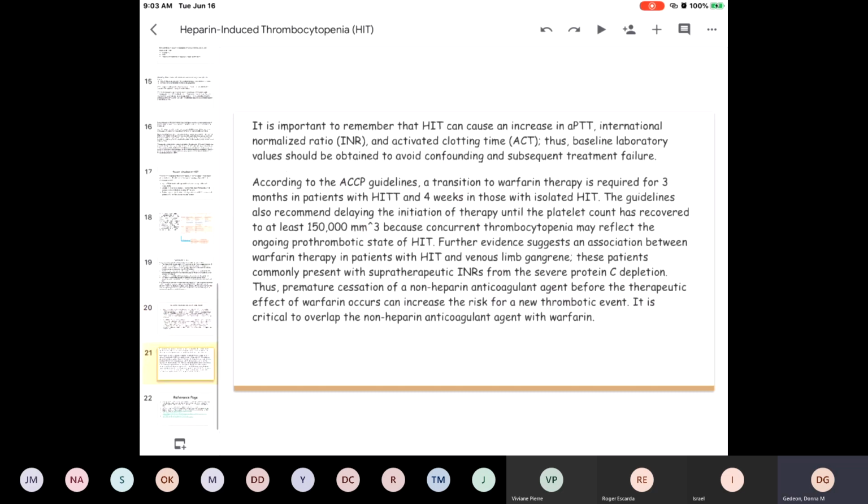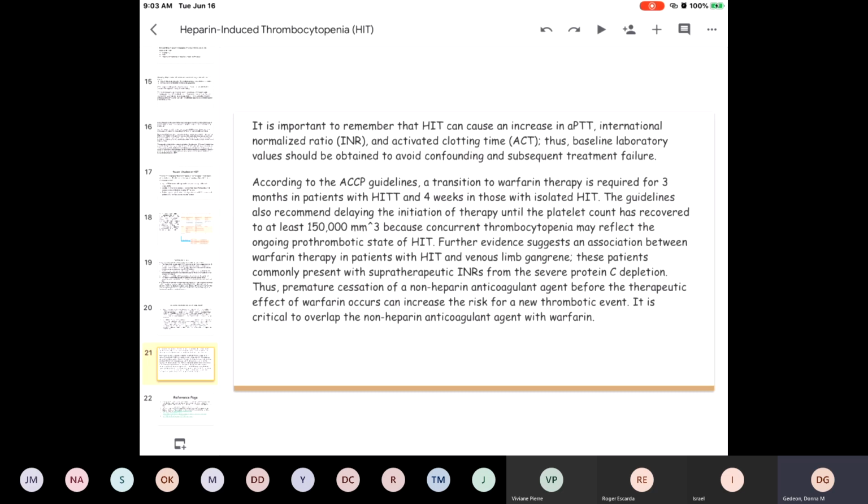Some important things to remember: HIT could increase APTT, INR, and ACT. So it's very crucial to have those laboratory results to avoid any complication or treatment failures.